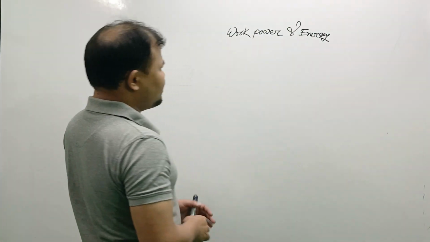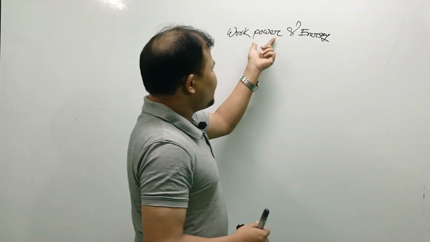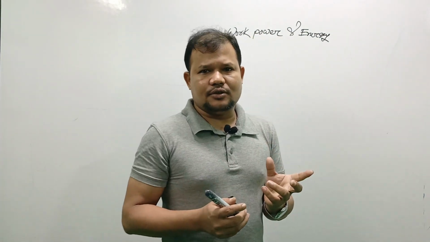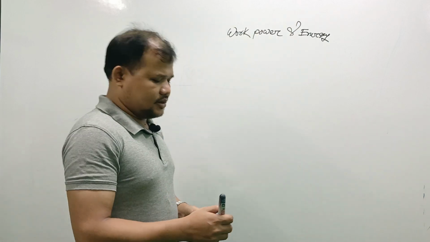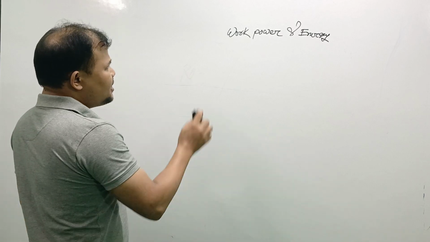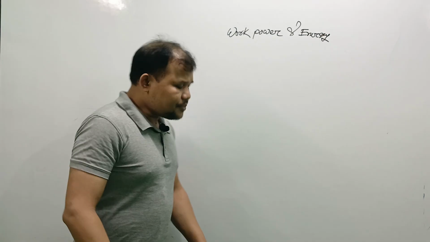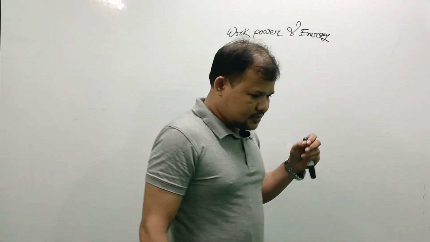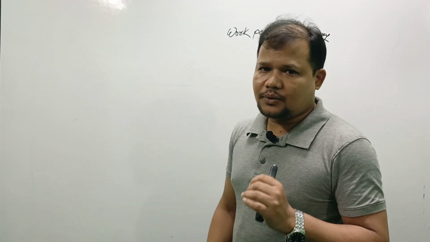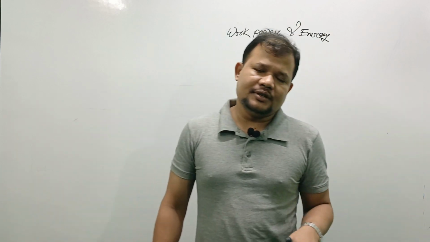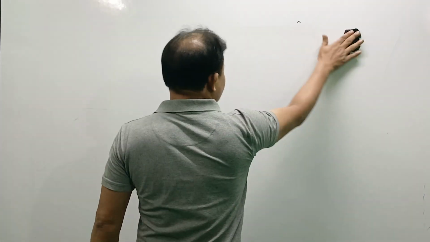At first, there are three parts of this chapter: work, power and energy, combined in this special chapter. Always try to understand, there are three parts. In the work part, we try to find out the work done for different types of cases. Okay, at first we discuss work.